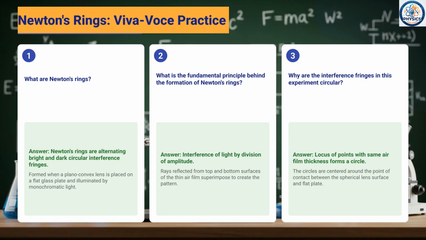Let's review some key questions and answers. 1. Newton's rings are alternating bright and dark circular interference fringes. 2. The fundamental principle is interference of light by division of amplitude. 3. The fringes are circular because they represent the locus of points with the same air film thickness.